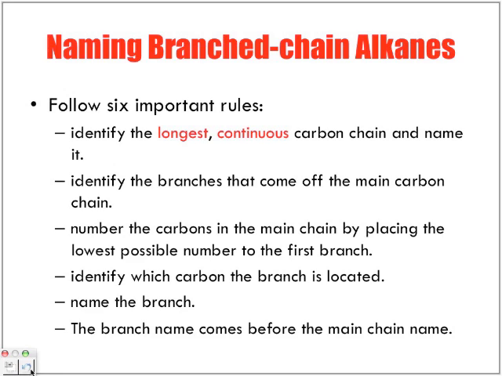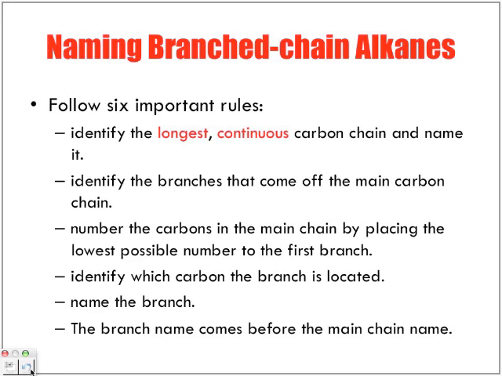Next part that's important: identify the branches that come off the main carbon chain. So you want to find out, is it a methyl group? Is it an ethyl group? Is it a propyl group? So what kind of smaller chains exist, and how many carbons exist with them?